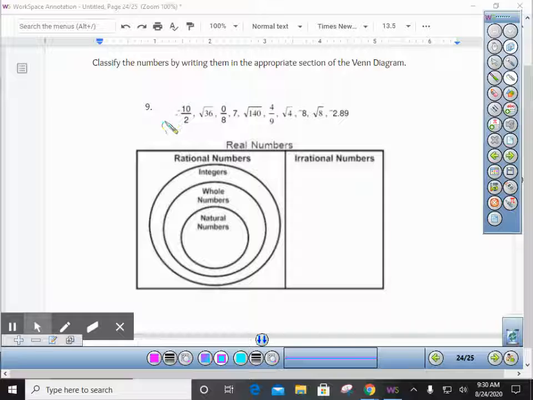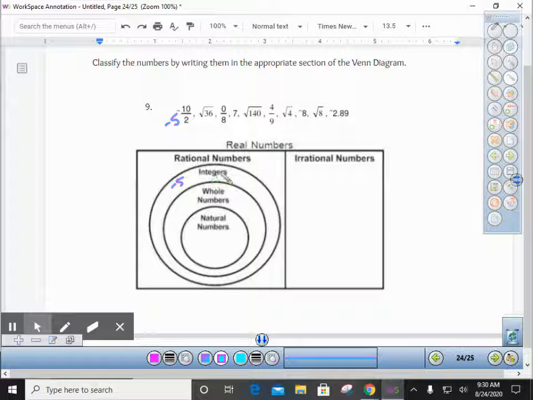So that's negative 5. Where does negative 5 go? In the integers. You can either put negative 5 in there or you can put negative 10 divided by 2. I don't care. All right? This is the square root of 36, which equals 6, which is a natural number. So you can either put the square root of 36 in there or 6. It goes in all of them, but you can put it in the one that's most appropriate. Are y'all with me what I'm saying on there? 4/9, you can't reduce that, can you? So that's a rational number because it's a fraction. Are you with me? Yeah.